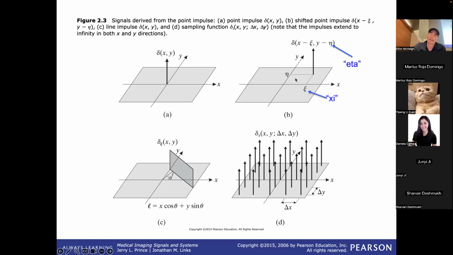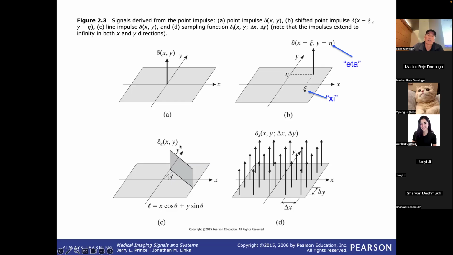You can offset the delta function from the origin just by adding these offsets to the x, y arguments, such that the argument for this function hits 0, 0 out here at psi and eta, right? So we can slide that thing around and see how systems behave as I change my position in the picture.